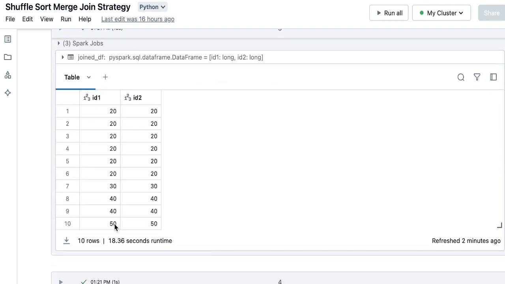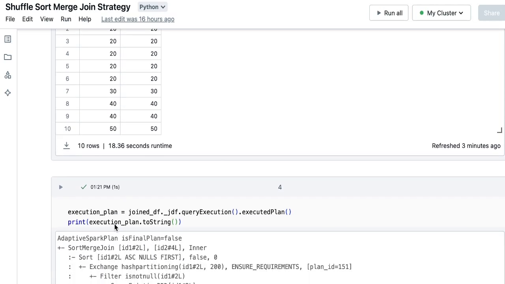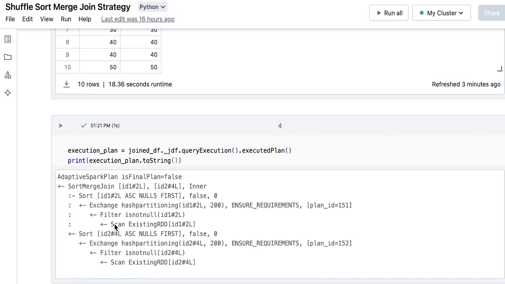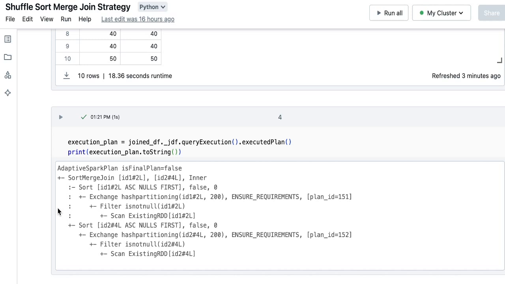Now let's see the execution plan. If shuffle sort merge join is used in the join strategy, we see that shuffle sort merge join is used to join the 2 data frames. I hope you got a fair idea of shuffle sort merge join. Now let's see the next join strategy.